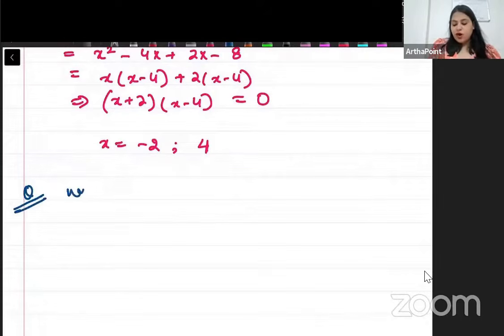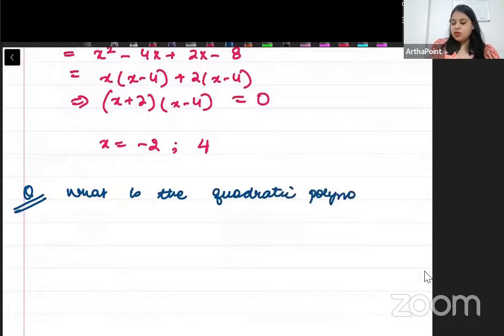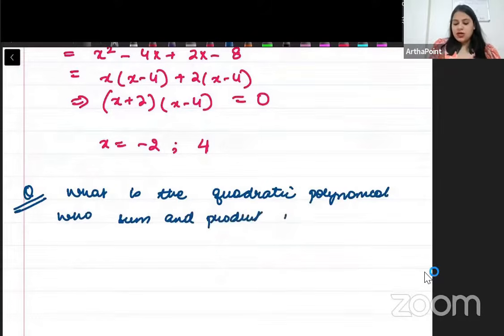This says, what is the quadratic polynomial whose sum and product of zeros are root 2 and 1 by 3 respectively? This is the question.